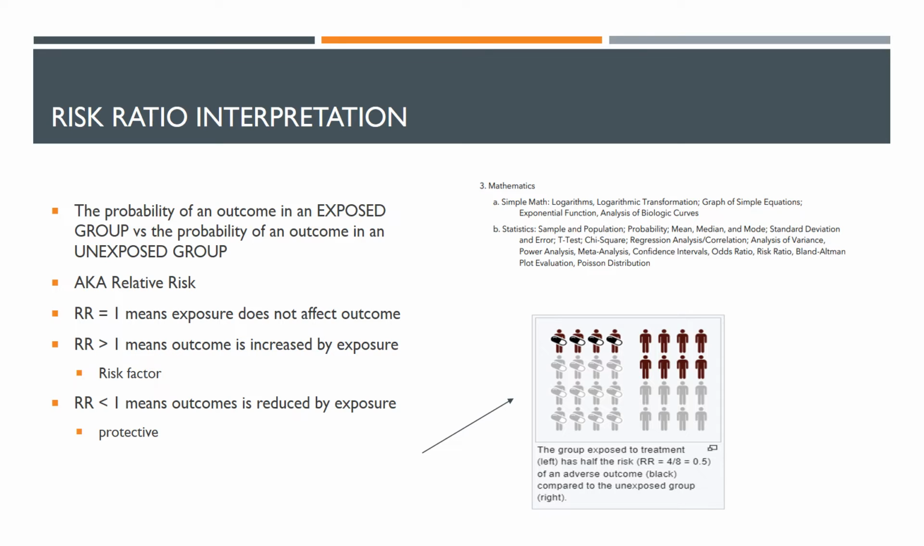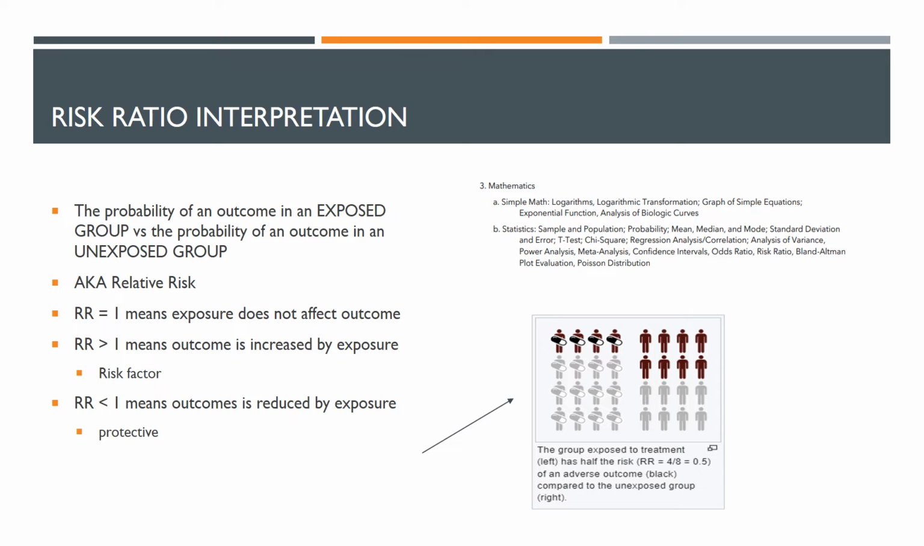This idea is also known as relative risk, and a risk ratio or relative risk of 1 means that the exposure does not affect the outcome at all. Relative risk of greater than 1 means that the outcome tends to be increased by exposure. This can also be described as a risk factor, and relative risk less than 1 means that the outcome is reduced by exposure, which can be described as a protective factor.